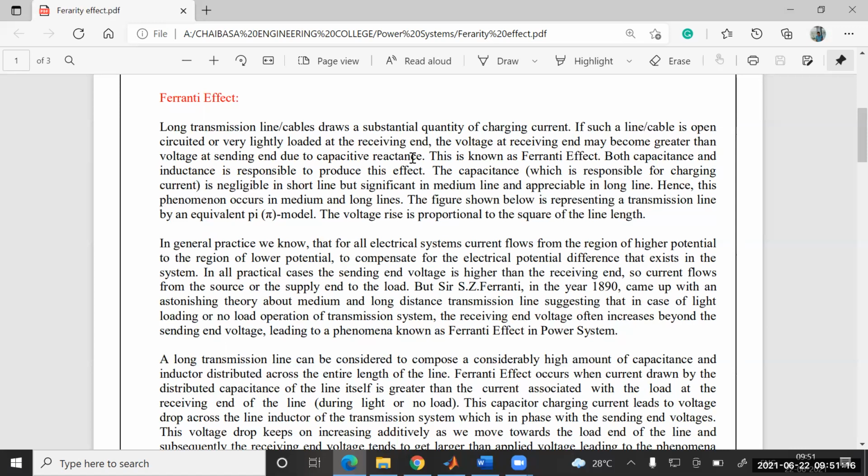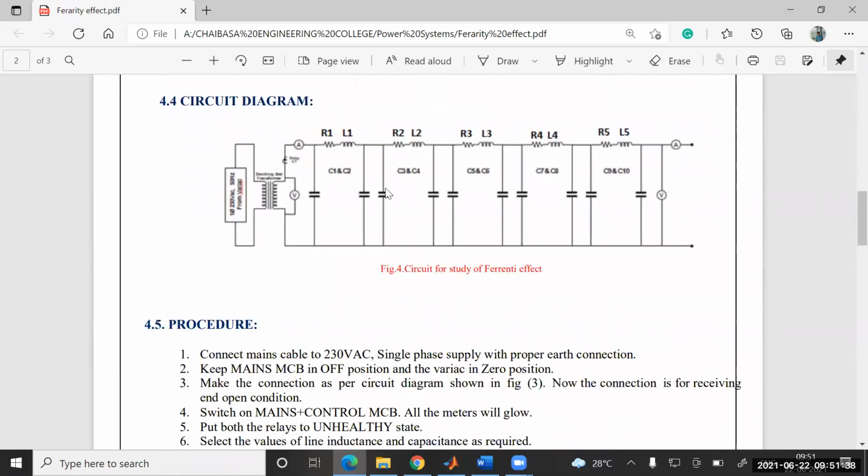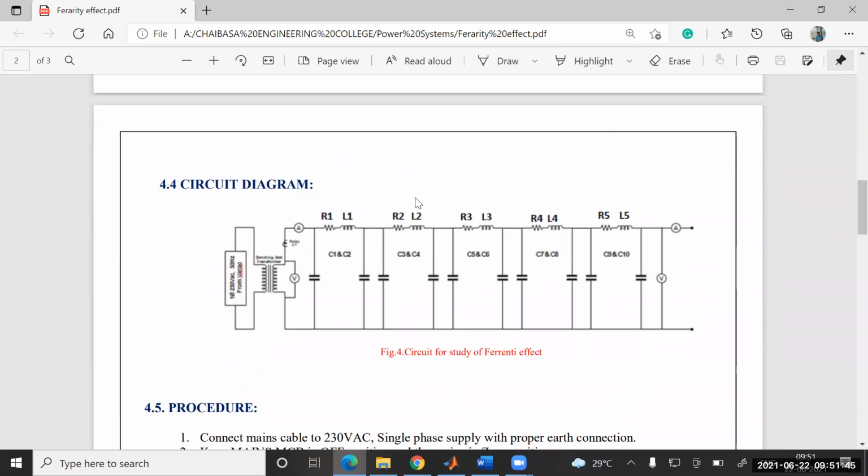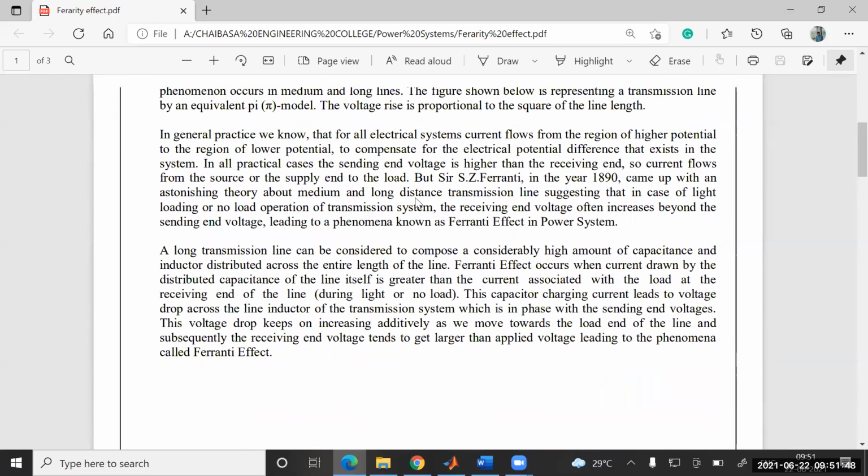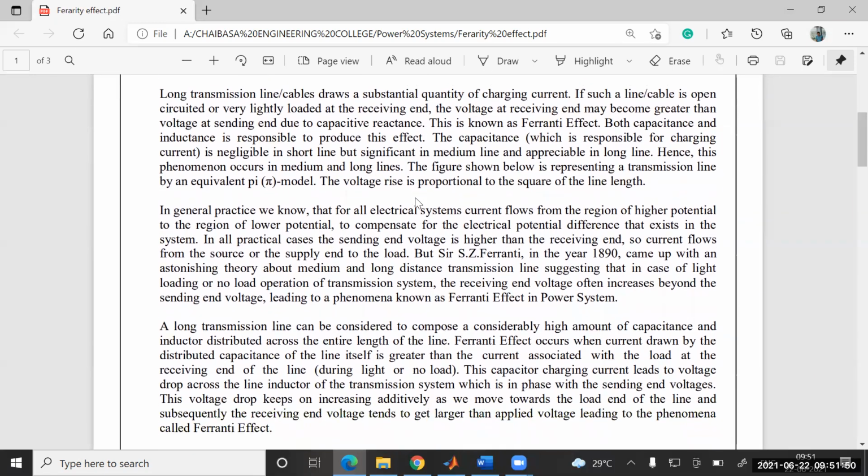Because of the absence of capacitance in short lines, it does not occur there, but in medium and long lines this occurs. The figure being shown represents the transmission line equipment, which is the pi model. The voltage rise is proportional to the square of the line length. See this, it is a pi network. In college we have a transmission model, or we could see the effect in that particular model.